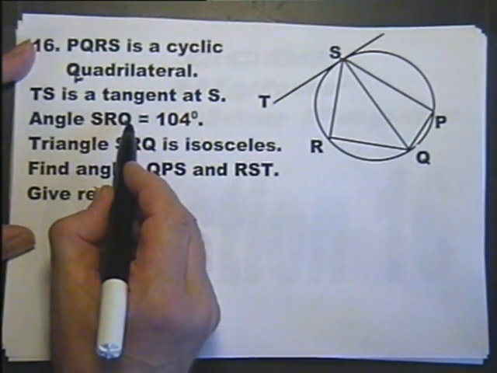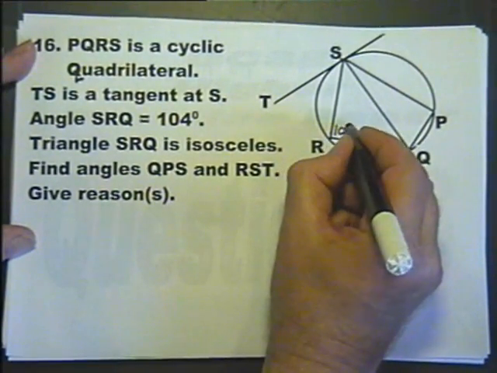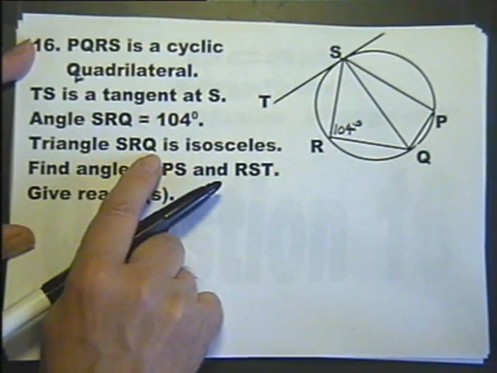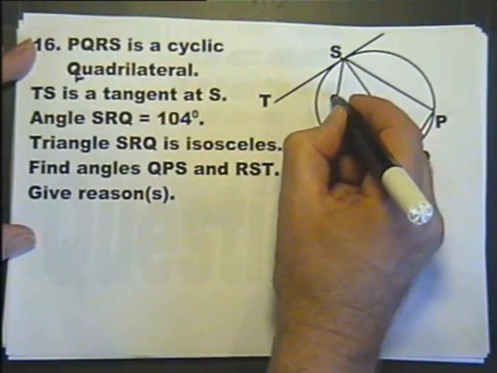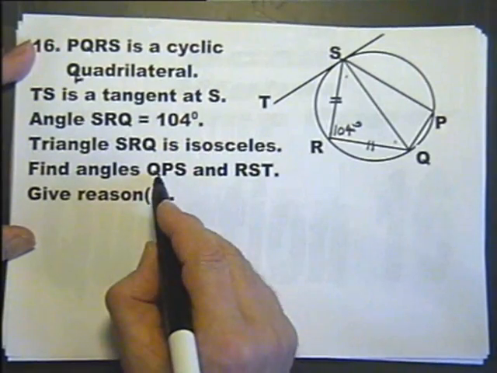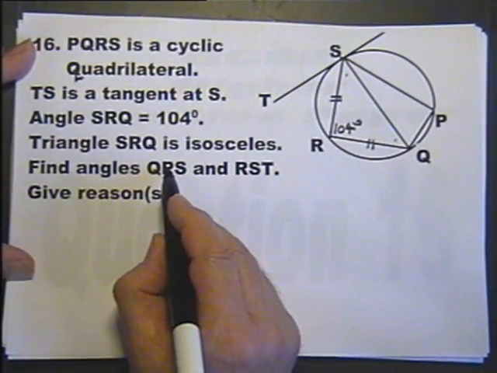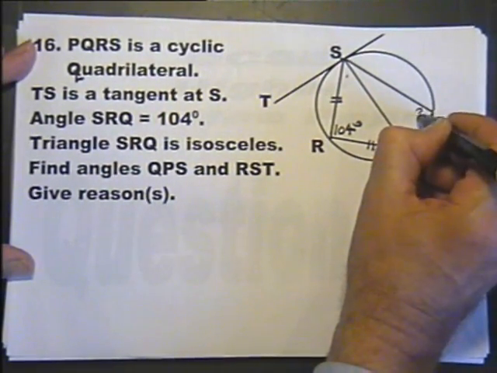SRQ, where's that? SRQ is 104 degrees. Triangle SRQ is isosceles, so that line there is meant to be the same length as that, so that angle equals that angle. Find the angle QPS, and so let's look at QPS first. Find that angle in there.